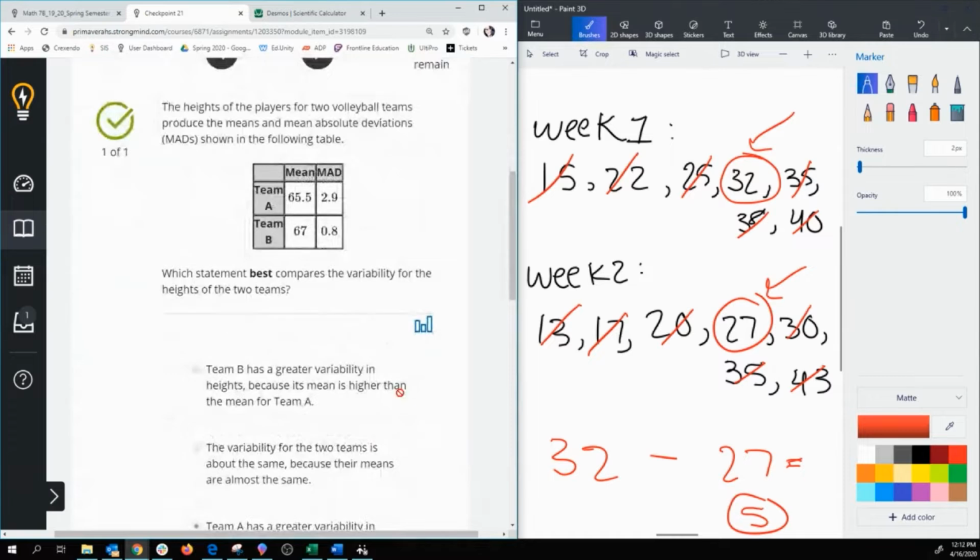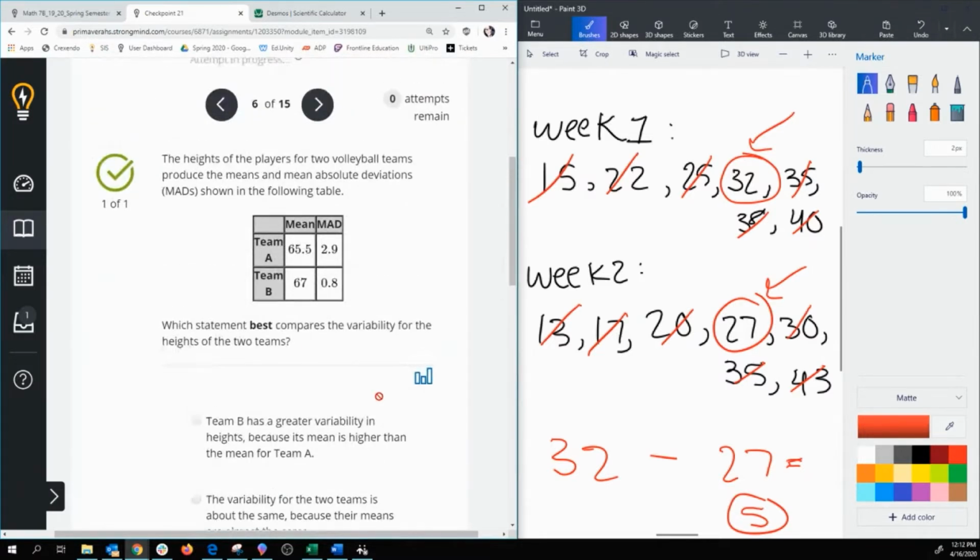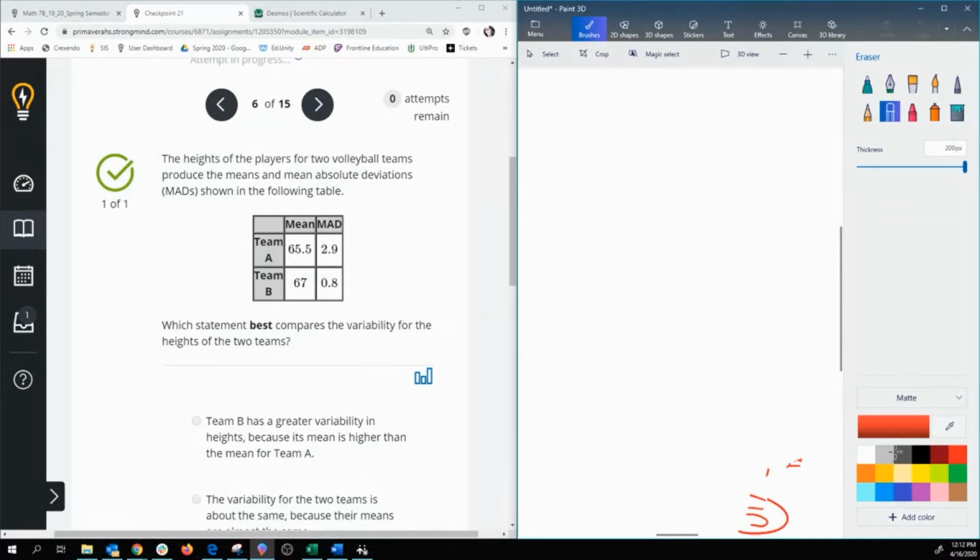Alrighty, next question. We are asked another question about variability. And we're talking about the height of 2 different volleyball teams. So we have a team A and team B with this table here. So I'll give you guys a second to find this problem and let me know when you are ready.